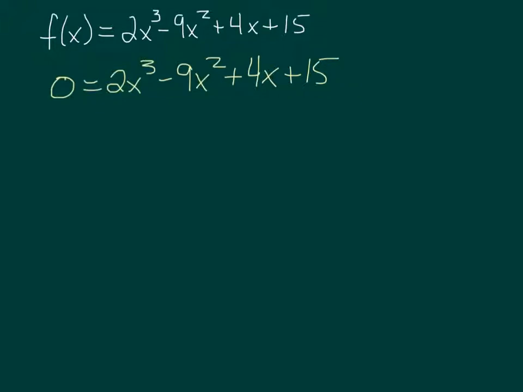So I'm just going to grab -1 because that was our first one, and I know from Descartes' rule that there's going to be a negative zero. So let's try it.